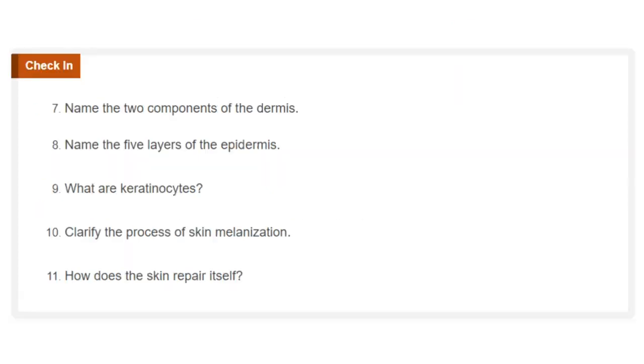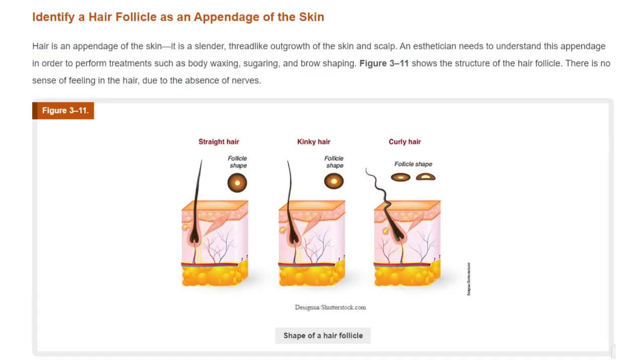Check in. Name the 2 components of the dermis. Name the 5 layers of the epidermis. What are keratinocytes? Clarify the process of skin melanization. How does the skin repair itself? Identify a hair follicle as an appendage of the skin.